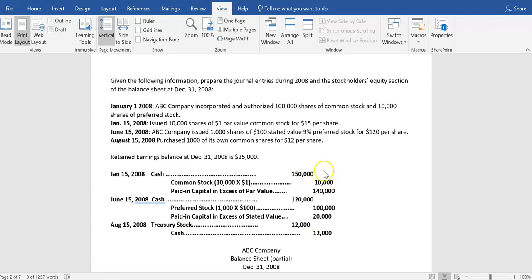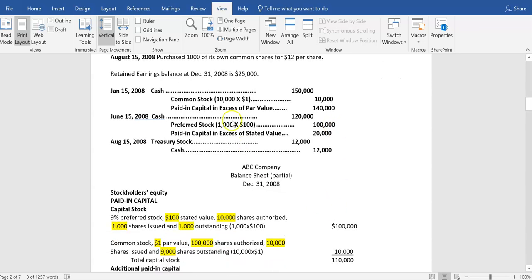All right, let's take a look at how this company's stockholders' equity section would look on the balance sheet as of December 31st of 2008. What we're going to do is look at the amount of stock that had been issued and what the balances would be in these stock accounts. Okay, so we're going to ignore the assets. We're only looking at the stockholders' equity section. And it would look something like this.